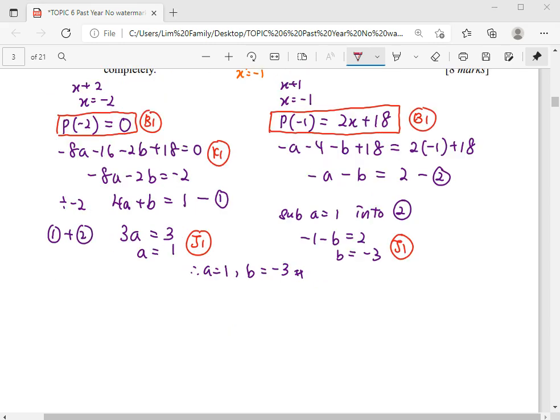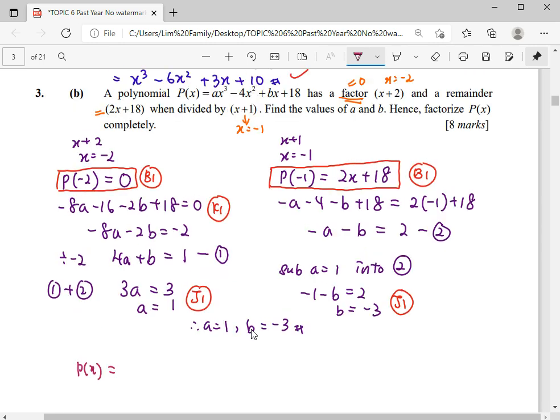Okay, we continue. So we use the values of a and b. So what's our polynomial now? Our polynomial now will be completed with the values that were missing just now. So a is 1. So this polynomial is x cubed minus 4x squared, b is negative 3, so minus 3x plus 18.